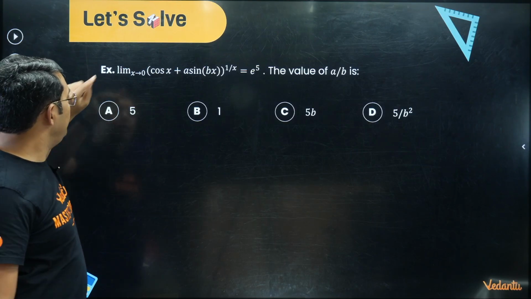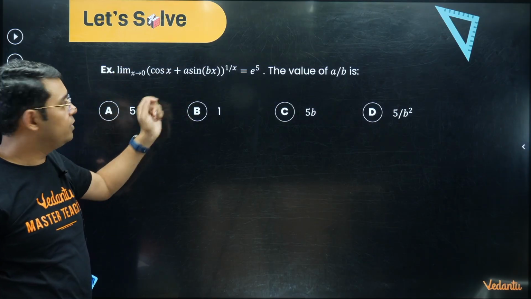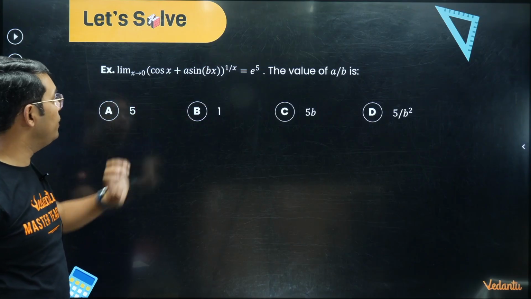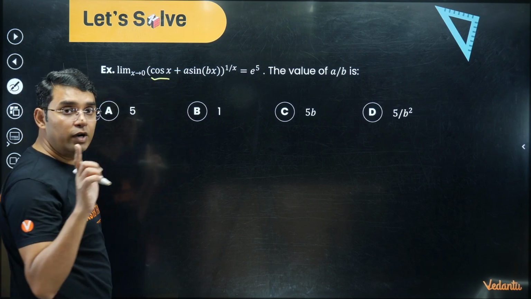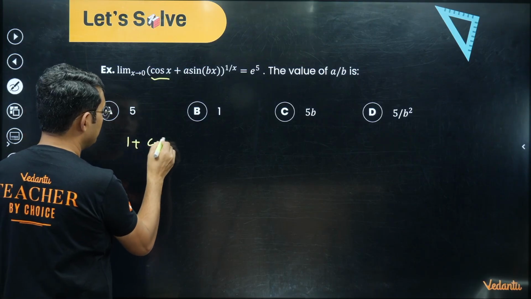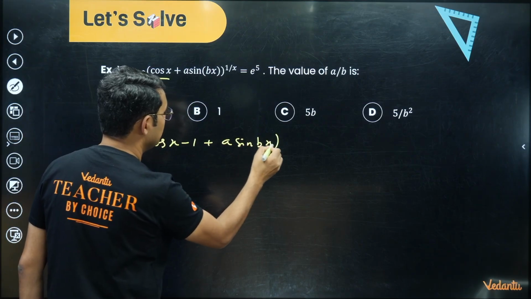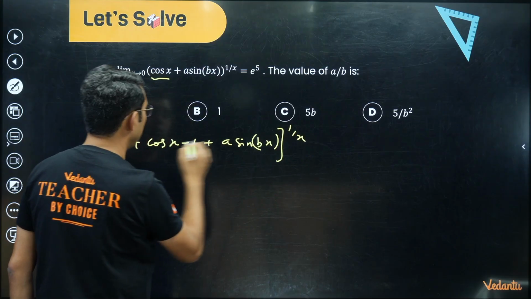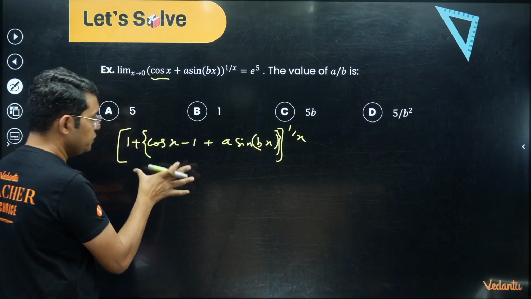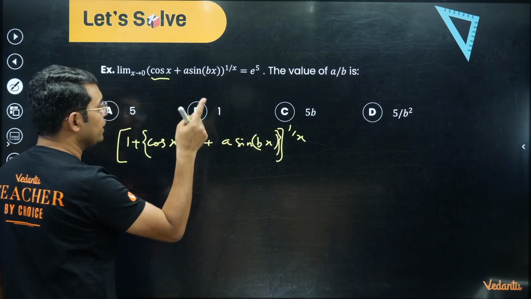Now this question, here x tending to 0, so cos x will be 1 and a sin bx will be 0, so this is just 1 power infinity. But there is one problem here. This cos x is tending to 1, it is not equal to 1. So what we should do, we should write this as 1 plus cos x minus 1 plus a sin bx, and whole raised to the power 1 upon x. Now I will call this my f x function, which is tending to 0, because this 1 is now absolute 1 and this 1 upon x is tending to infinity.